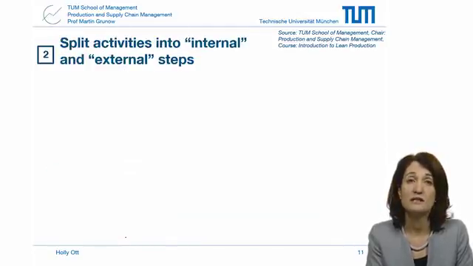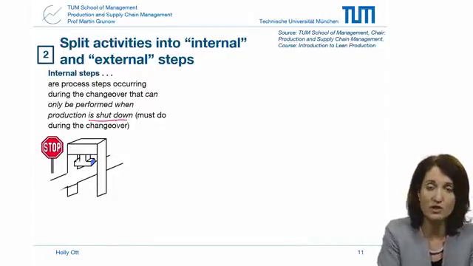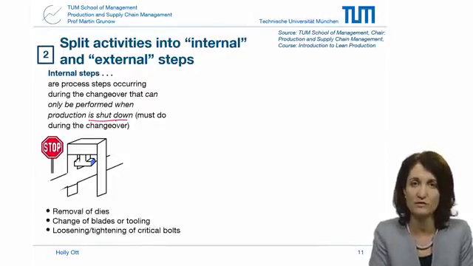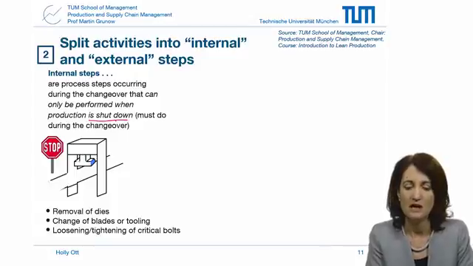Then, moving on to stage 2, you want to split the activities into internal and external steps. And again, internal steps can only be done when the production is shut down. They must be done during the changeover. For example, removing dies, changing blades or tooling, loosening and tightening of critical bolts.